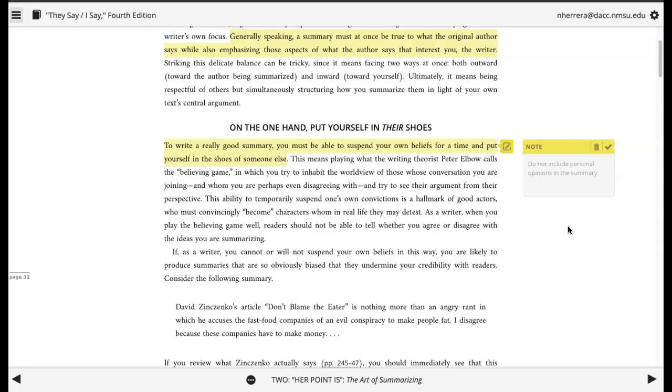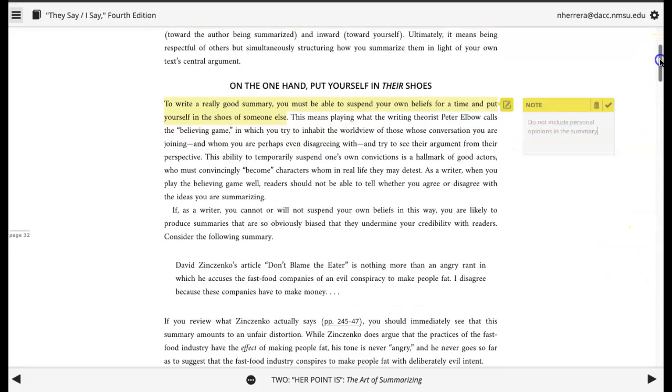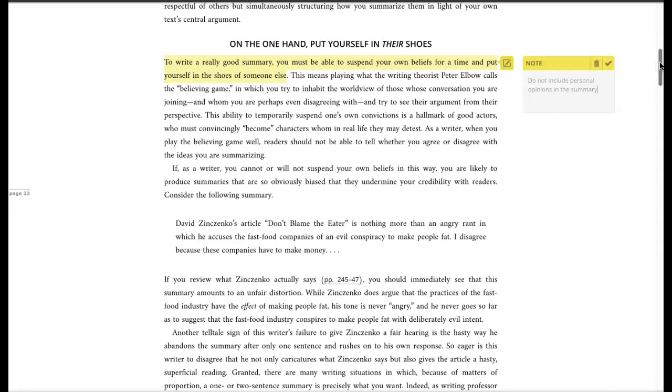Like I mentioned, once you get to your response, you can go ahead and put your opinions in the response, but not in the summary. So basically think about it this way. There's a place and a time for your response. The summary is focusing only on the author and what they have to say.